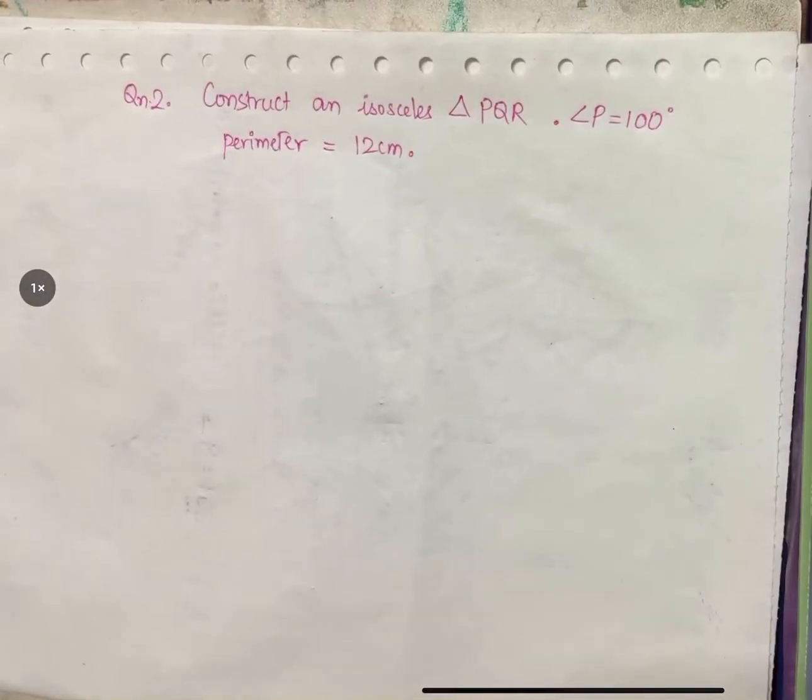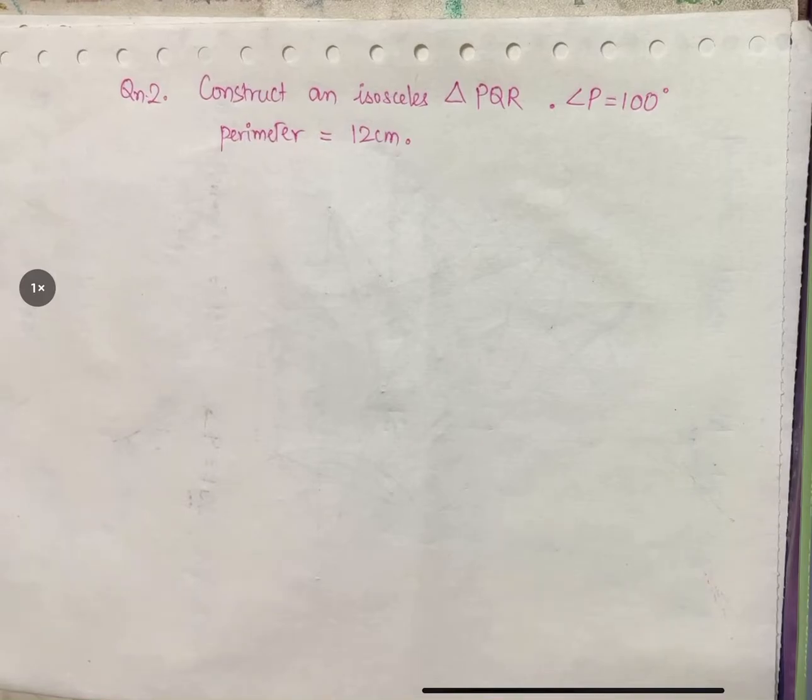So here we have another triangle. Construct an isosceles triangle PQR in which angle P is given 100 degrees. The perimeter is 12 centimeter. Now the other base angle is not known to us.